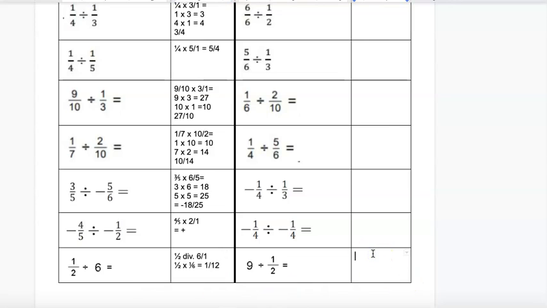And in this one here, again, you want to put it as 9/1 divided by 1/2. Then you rewrite this as 9/1, keep, change, flip, and that would be 18. So that is how you do part 3.